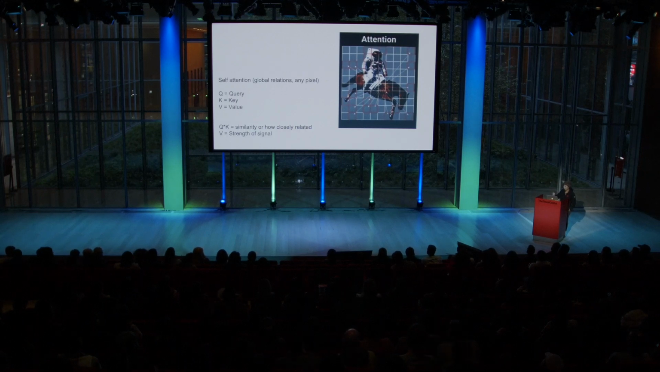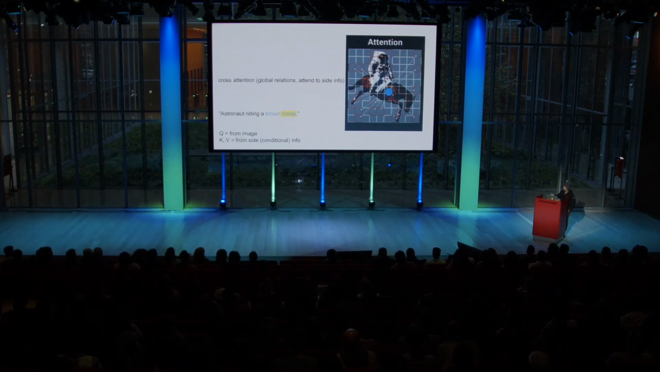So V, I consider the strength of the signal, right? So let's say there's a strong ear in the image, and if there's an ear, there's probably an eye somewhere around here. Ears and eyes are typically related, but if there's no ear, then the eye is not that important, kind of idea. You know what I mean?